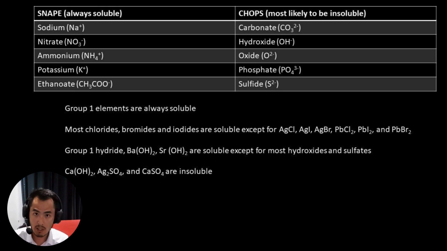It talks about group 1 elements, or group 1 hydroxides, for example, being soluble in water. Sometimes you will come across chloride, bromide, iodide. Most chlorides, bromides, iodides are soluble except for silver and lead. So silver chloride, bromide, iodide and lead chloride, bromide, iodide. So there's a whole story about solubility, and there's a reason why we are doing that.